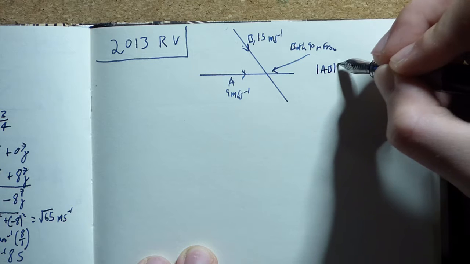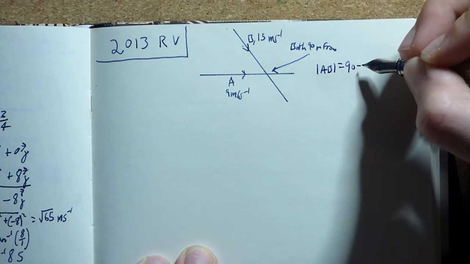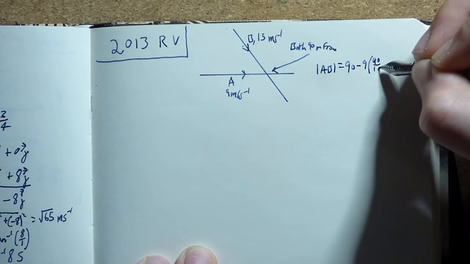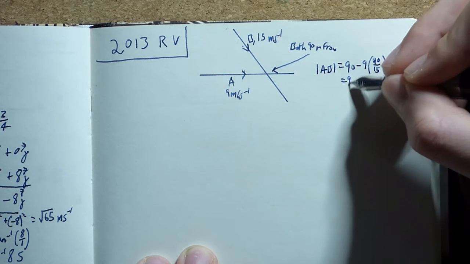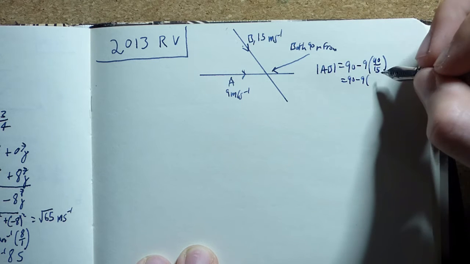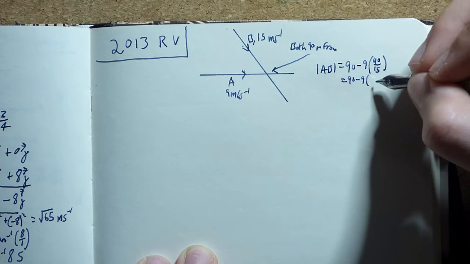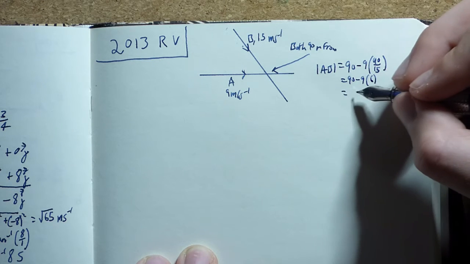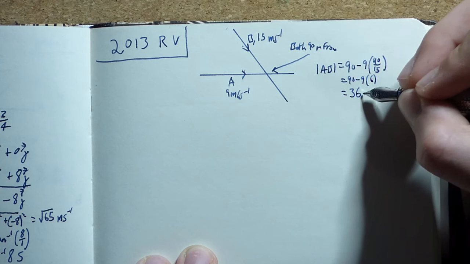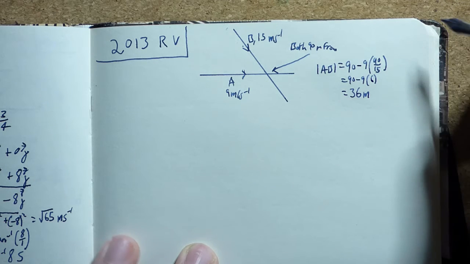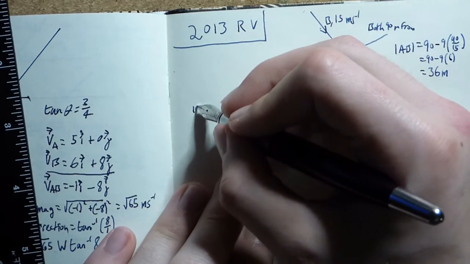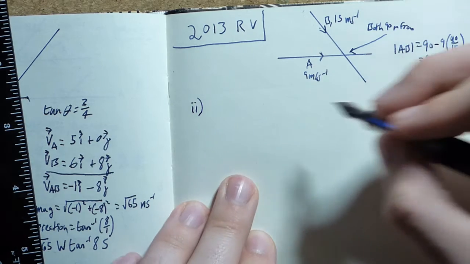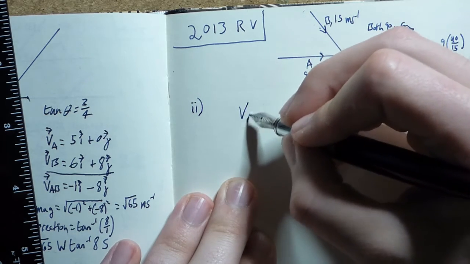So A is moving at 9 meters per second and B is moving at 15 meters per second. The first part is to find the distance between the cars when B is at the intersection. So that's easy enough. It's just 90 minus 9 by 90 over 15, because it's 9 meters per second, which is what A is moving at, by the time it takes B to get to the intersection, because B is moving at 15 meters per second, so it'll be there first. So they'll be 36 meters apart when B is at the intersection.